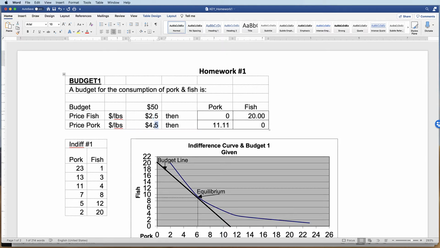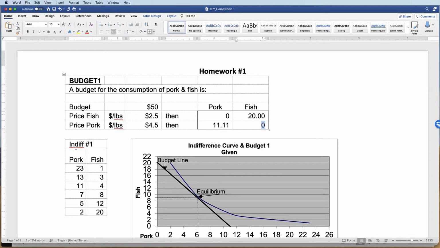Now I like to build this table. It helps me communicate this and maybe even help you follow it. So the price of fish at $2.50, $50 divided by $2.50 means that if we bought all fish, we would therefore buy 0 pork and 20 units of fish at $2.50. Now, when the price of pork moves to $4.50 with $50, you would have 11.11 of pork, but then that's all you would have, so you would have 0 fish, and so that was given.